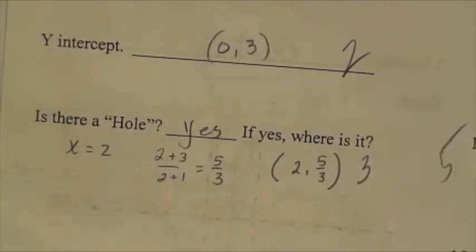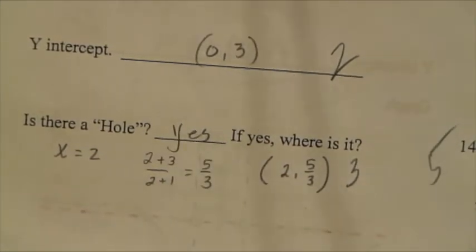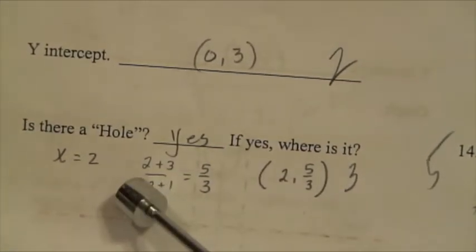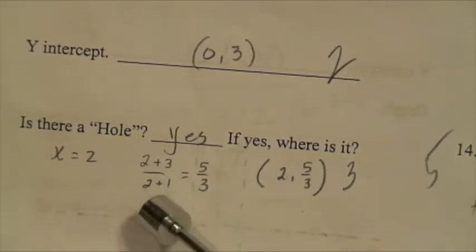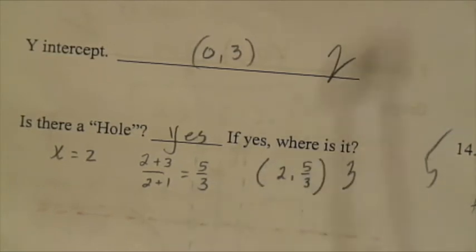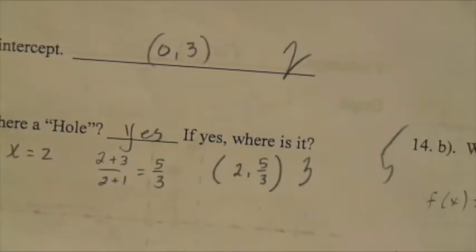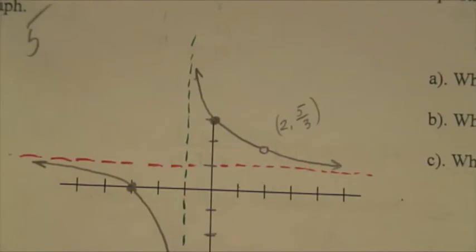Now, how to find the rest of the hole? We know what happens at x equals 2. Take what's left over, the x plus 3, put in the 2. On the bottom, the x plus 1, put in the 2 for x. 2 plus 3 is 5. 2 plus 1 is 3. 5/3 is my y coordinate. 2, 5/3 is my hole.